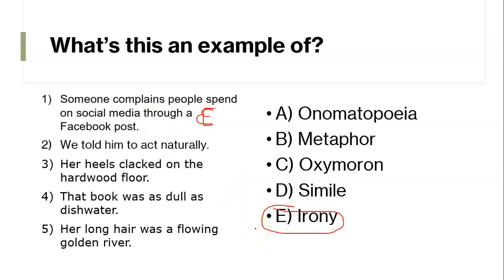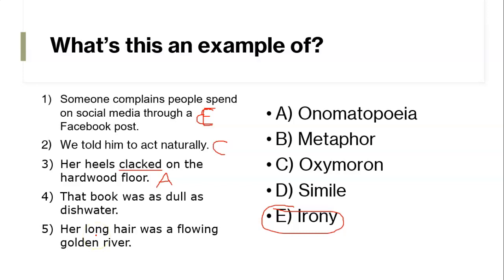We told him to act naturally. If you're acting, you're not being natural. Well, an onomatopoeia is a sound word. A metaphor is a comparison not using like or as. An oxymoron is when we have 2 opposite words together next to each other, but they have their own special meaning. So act naturally, that is an oxymoron, because if you're acting, you're not being natural. Her heels clacked on the hardwood floor. Onomatopoeia is a sound word, so that's going to be onomatopoeia. Clacked on the hardwood floor.